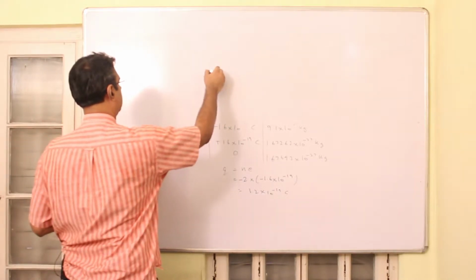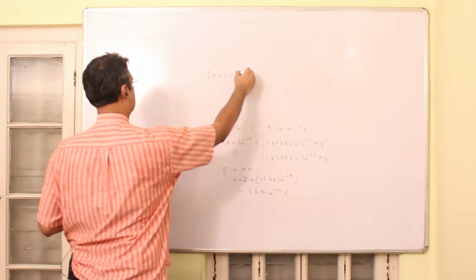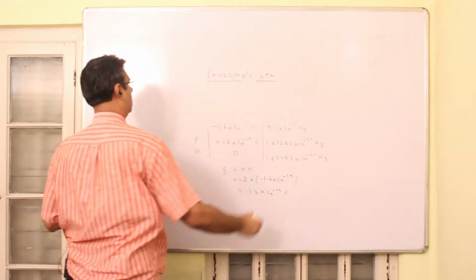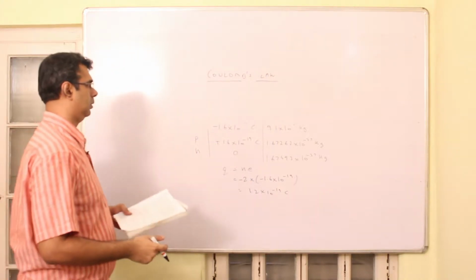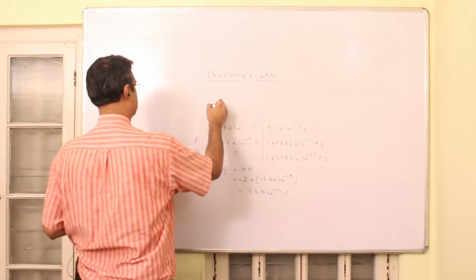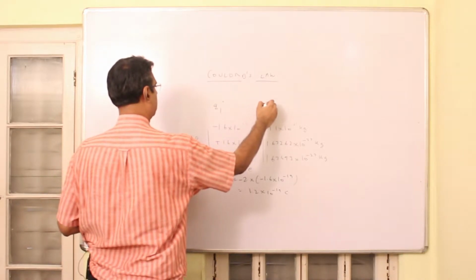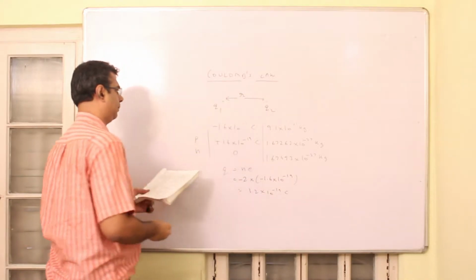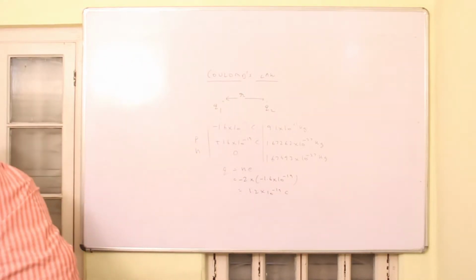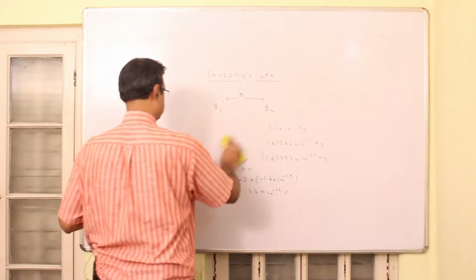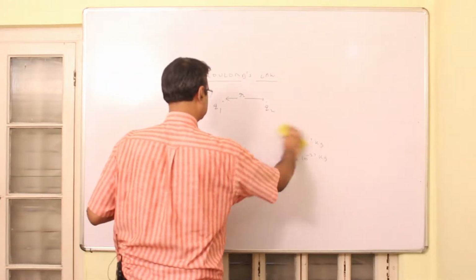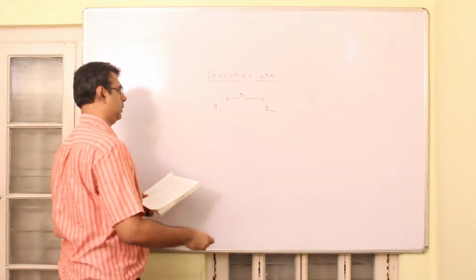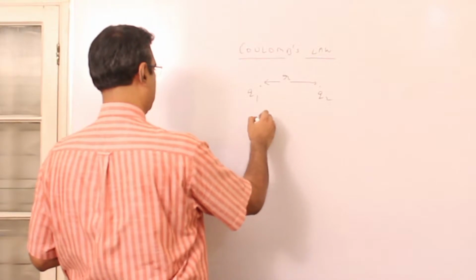Now this particular chapter has a very, very important law that is called Coulomb's law. Suppose there is a charge Q1 and another charge Q2, and let us say that their separation is equal to R. So the charges are Q1 and Q2 and their separation is equal to R.